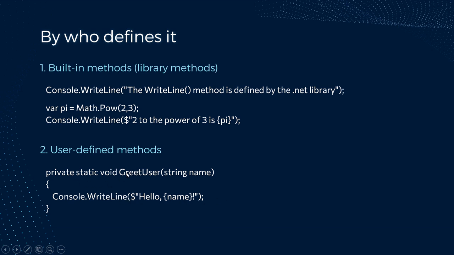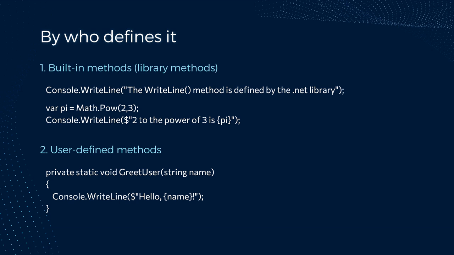Whenever you call this method and pass the parameter, it will print hello and whatever value you are passing in that method. So these are user defined methods, and you can create as many methods as you want, like calculate salary, or calculate discount, or anything based on your requirements. So that is user defined functions.